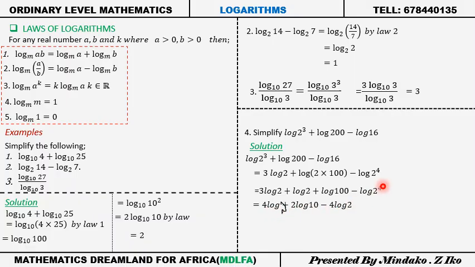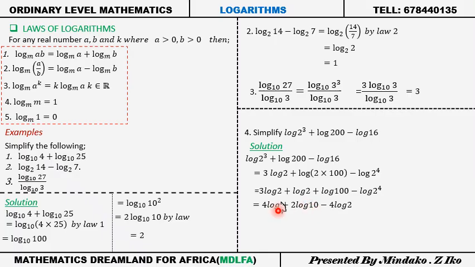Notice that I've applied law number 3 here, so I've sent down this 4. That is why I have 4 log 2. And here, what have I done? Since I take 10 raised to the power 2, if I send the 2 down, I'll be left with 10 here. That is why I have log 10 here, and the 2 will be multiplied with the log.